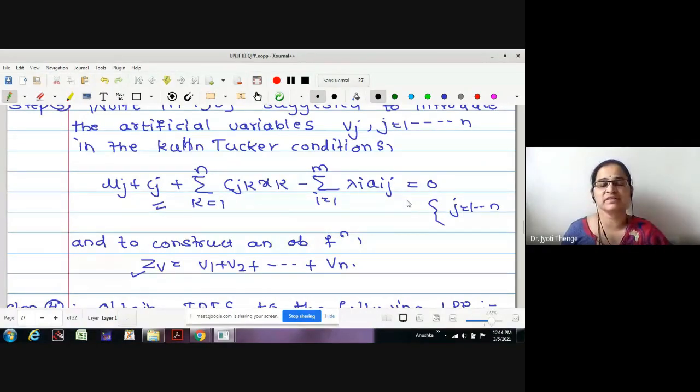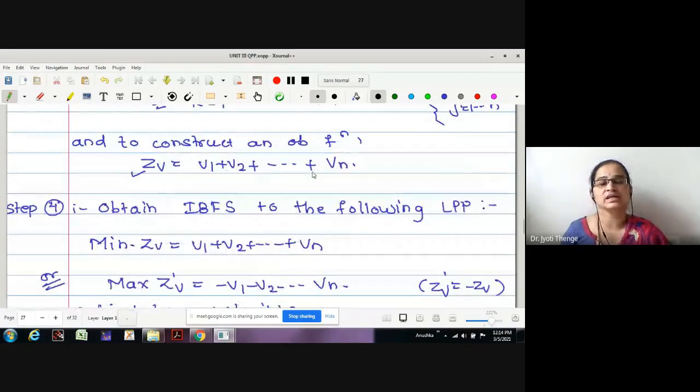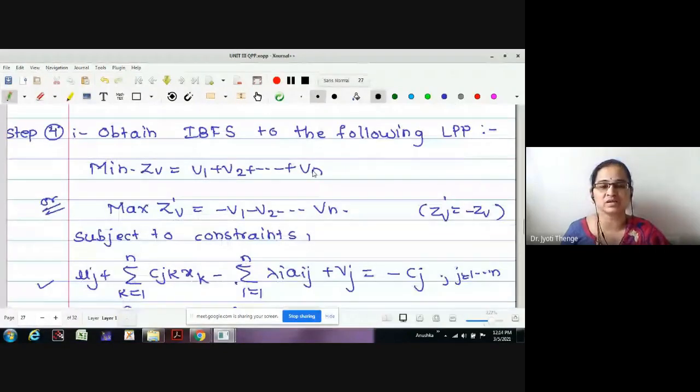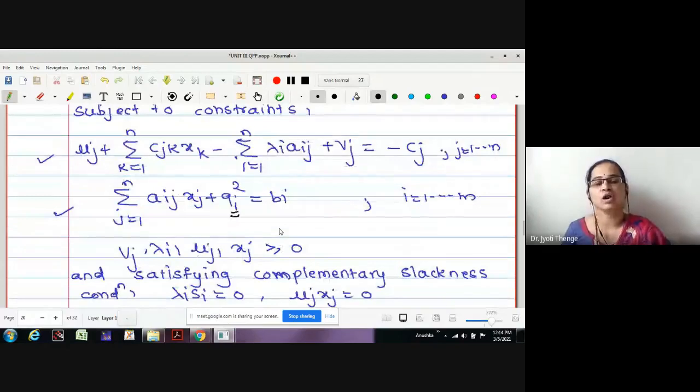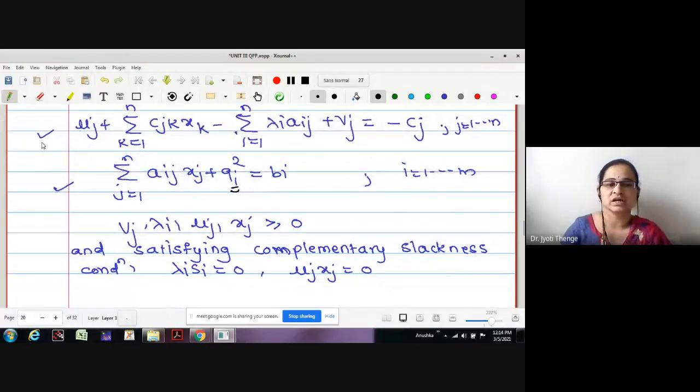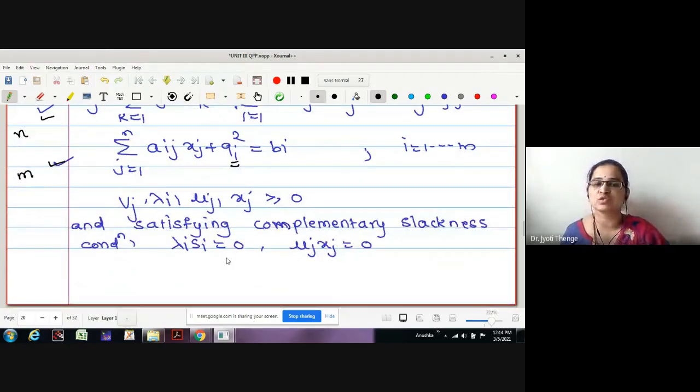Once we add n artificial variables to these n equations, we construct an objective function that is the sum of the artificial variables. Therefore, a new LPP is constructed by minimizing the sum of artificial variables, which is equivalent to maximizing minus v1, minus v2, up to minus vn, subject to the constraints. Now, whatever qi square we were using is a slack variable. If I replace this qi square by si, this will give us the columns of an identity matrix. Therefore, now we have two sets of conditions, n in number and m in number, so there are m plus n linear equations which also satisfy the non-linear equations called complementary slackness conditions.